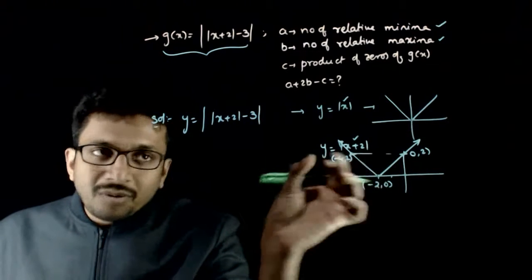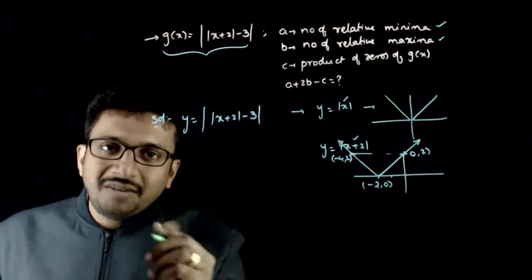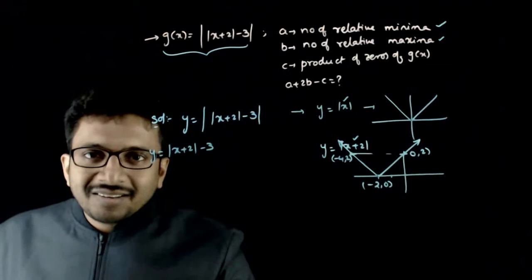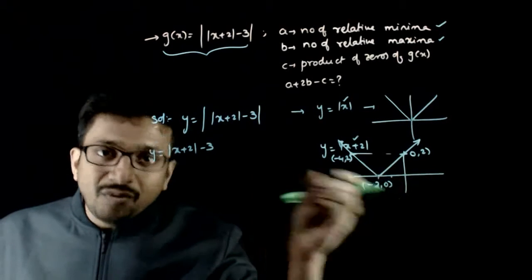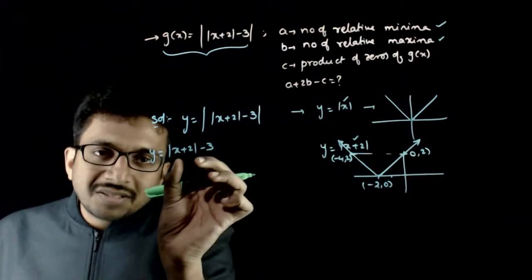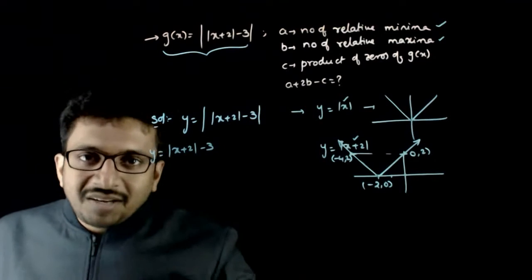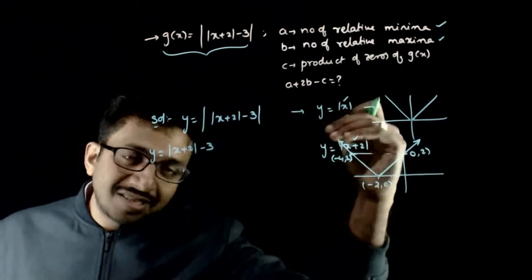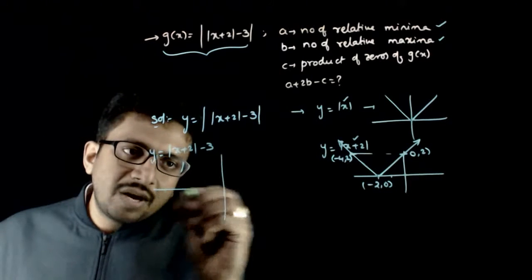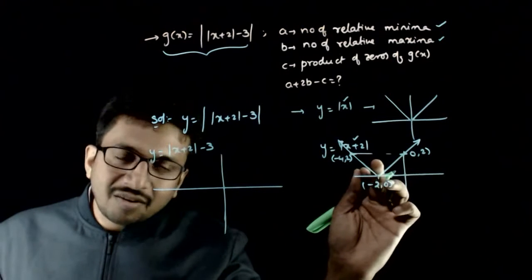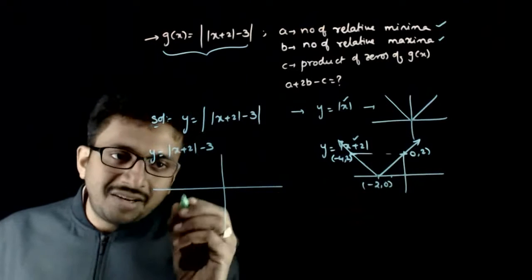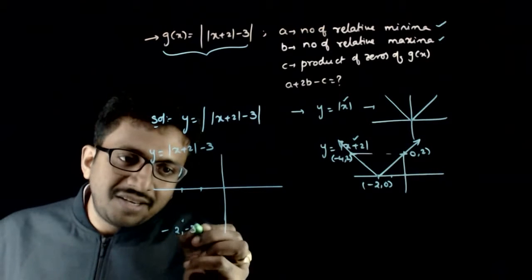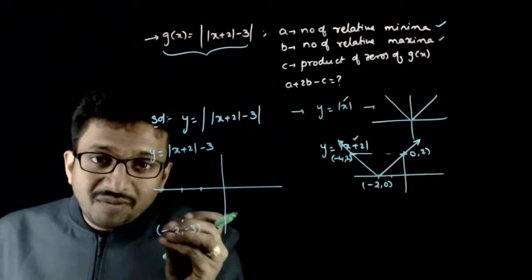Now let me go to the function mod of x plus 2 minus 3. If you take y equal to mod of x plus 2 minus 3, that means the graph moves downwards by 3 units, because your y is getting subtracted by 3. Whatever is mod x plus 2, your y values will be mod of x plus 2 minus 3. That is, this graph moves 3 units downwards. So how does the graph look? Now the vertex will be at minus 2 comma minus 3. So that's where the vertex is.